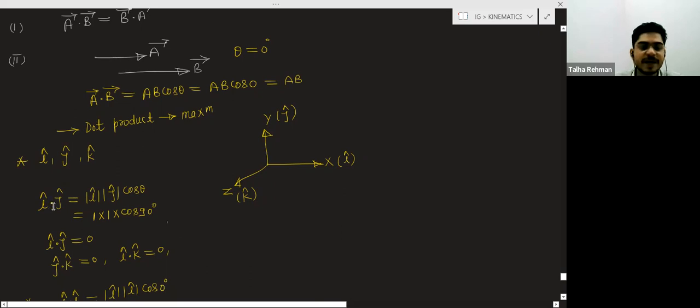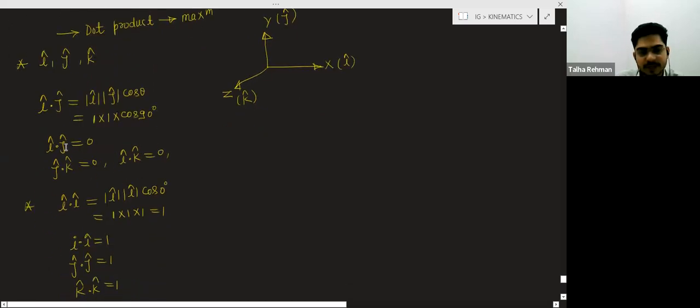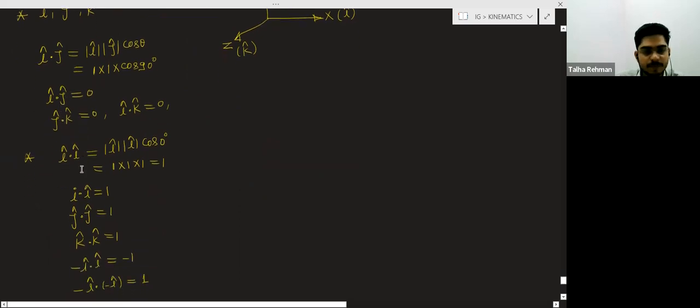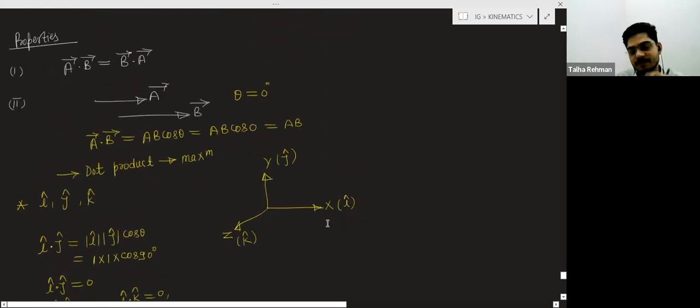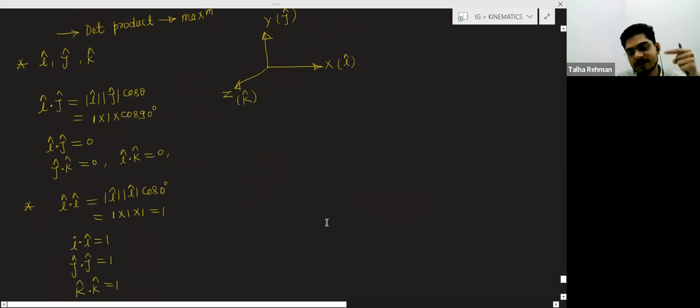For example, i dot j will be magnitude of i cap, magnitude of j cap and cos theta, and theta between i cap and j cap is 90 degrees. So accordingly you can find i.j and j.k. And if you want to find i dot i, that means the dot product of i cap with i cap. What will be the angle of i cap with itself? 0 degrees. So i dot i is equal to 1.